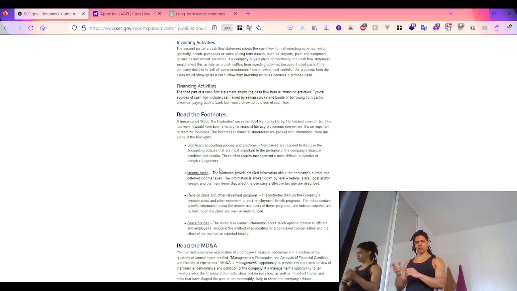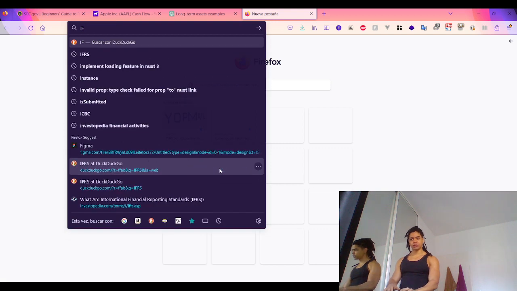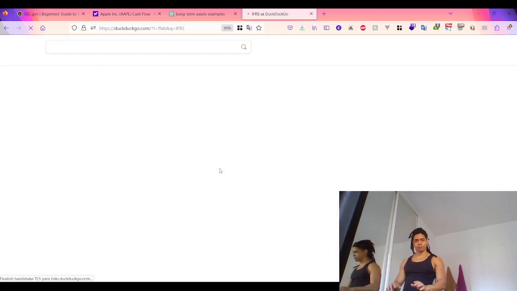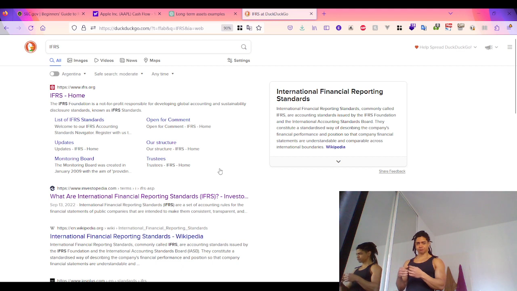So how they are conducting this accounting, if they stick to GAAP, the generally accepted accounting principles for U.S. companies, or IFRS, the International Financial Reporting Standards, where the whole goal is to make financial statements transparent, consistent, easily shareable, and easily comparable around the world.